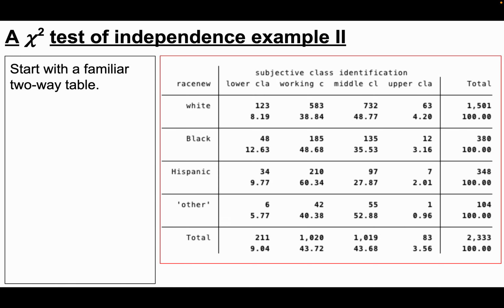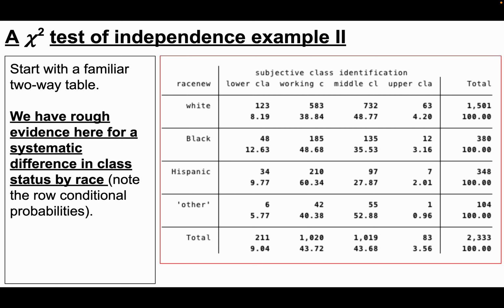So let's start with a familiar two-way table, such as the one I've already shown a few times in this lecture. We have rough evidence here for a systematic difference in class status by race. You want to note the conditional probabilities on the rows here. So for instance, among whites, their probability of being lower class in this sample was 8.19%. For Black respondents, 12.63%. For Hispanic respondents, 9.77%. And for other respondents, 5.77%. So these are all somewhat different.